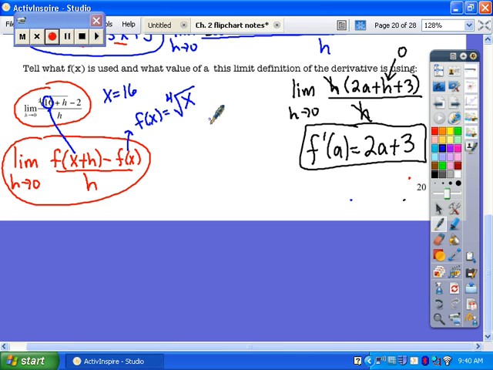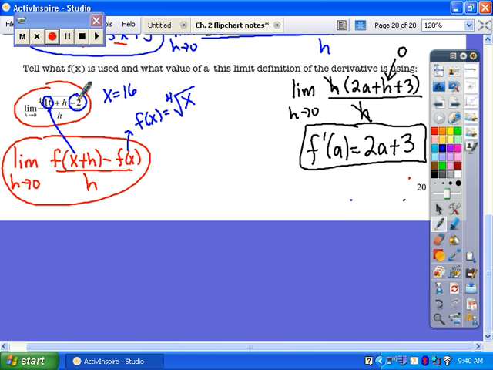Now we can test this by taking the fourth root of 16. What's the fourth root of 16? 2. And that's where they have this minus 2 right here, because that's the fourth root. 2 is the fourth root of 16, because we're subtracting f of 2 in the formula.